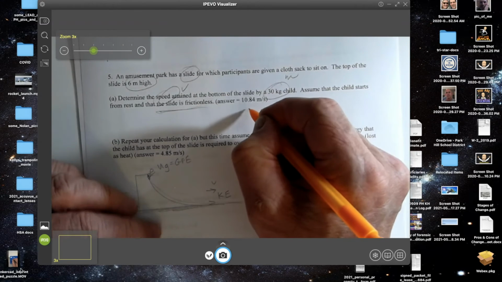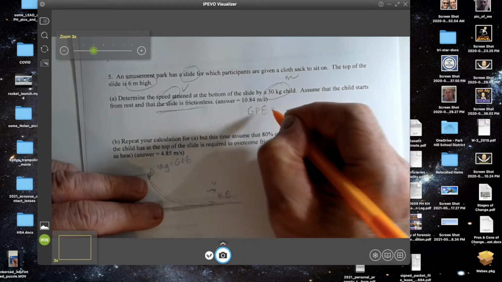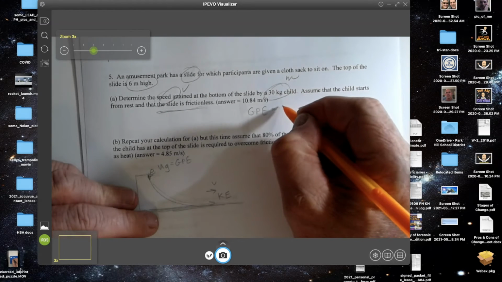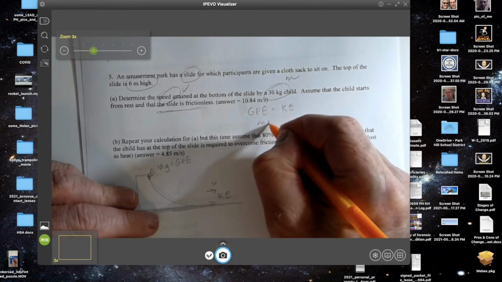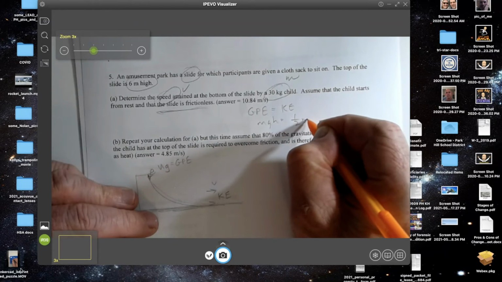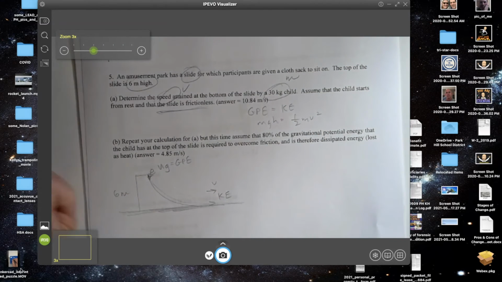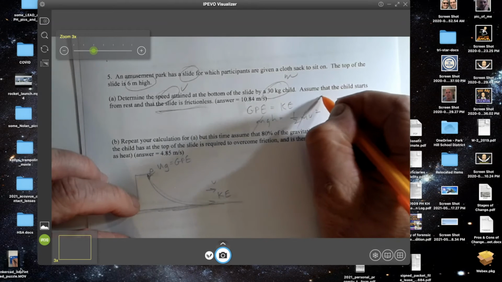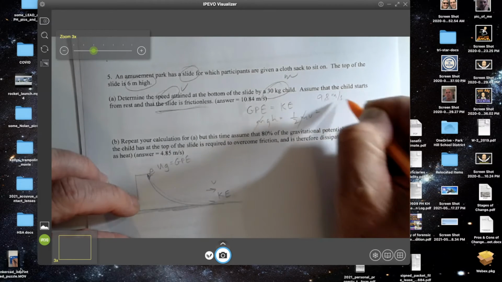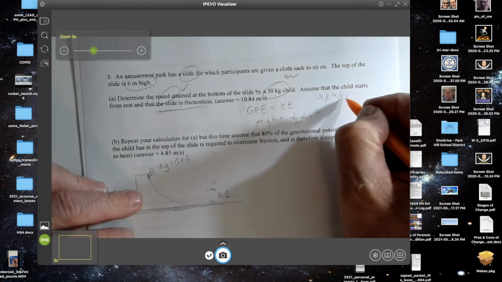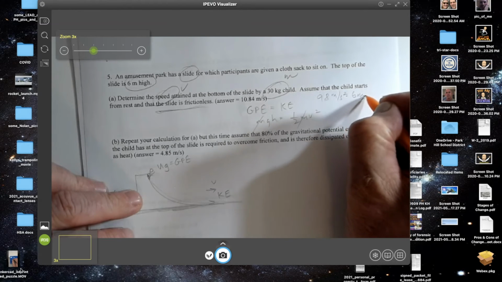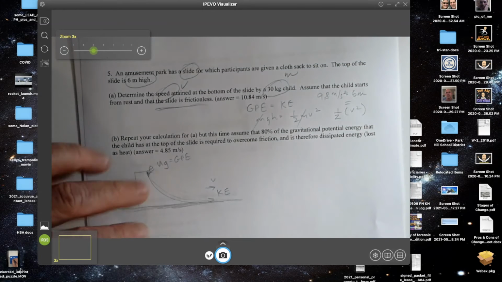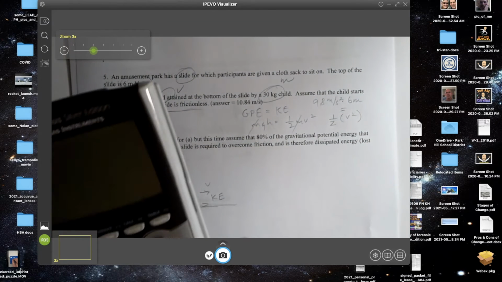So we'd have GPE, or UG, at the top here. That's all going to be equal to KE here. So that would be mgh equals 1/2 mv squared. Notice the masses here again cancel. We have 9.8 meters per second squared times the height, 6 meters, equal to 1/2 times v squared. All right, and so let's determine the velocity.